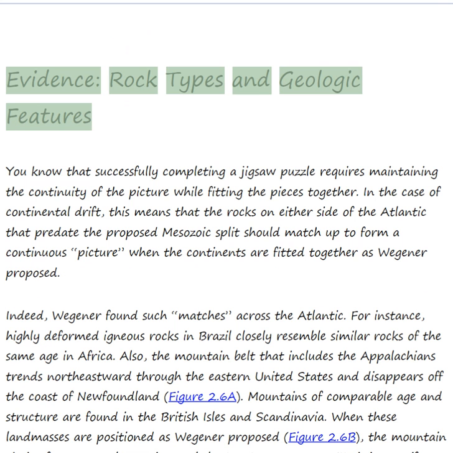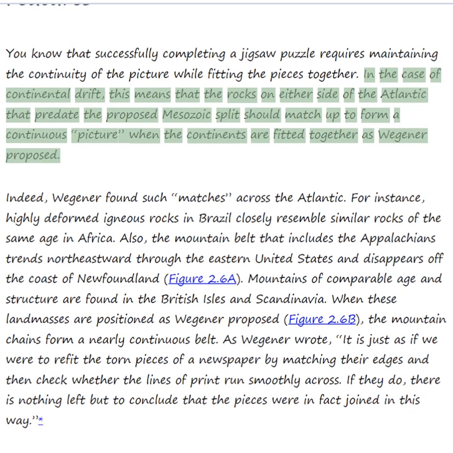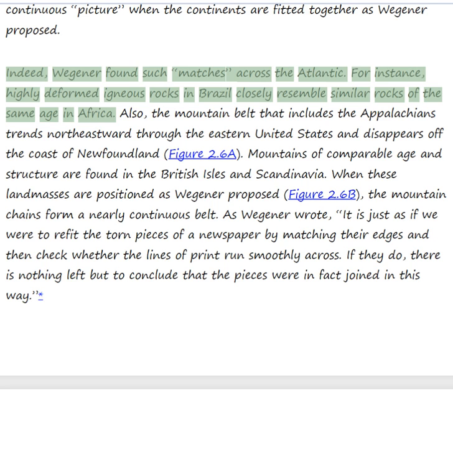Evidence: rock types and geologic features. You know that successfully completing a jigsaw puzzle requires maintaining the continuity of the picture while fitting the pieces together. In the case of continental drift, this means that the rocks on either side of the Atlantic that predate the proposed Mesozoic split should match up to form a continuous picture when the continents are fitted together as Wegener proposed. Indeed, Wegener found such matches across the Atlantic. For instance, highly deformed igneous rocks in Brazil closely resemble similar rocks of the same age in Africa.